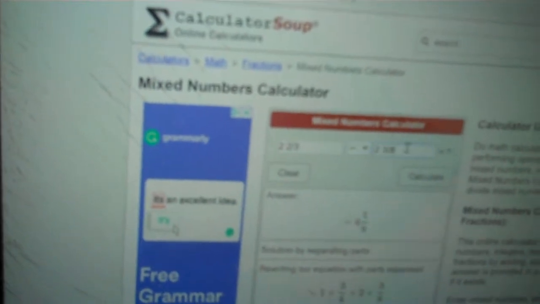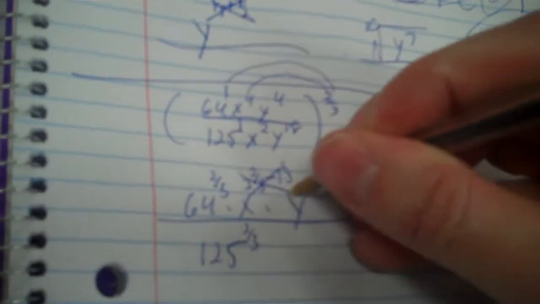So 2 and then space 2 divided by 3, and then we're going to minus, so make sure you switch that to a minus. You're going to do 1 and 1/3. Okay, 1 and 1/3 is what you got. Okay, so cross that out and put 1 and 1/3.